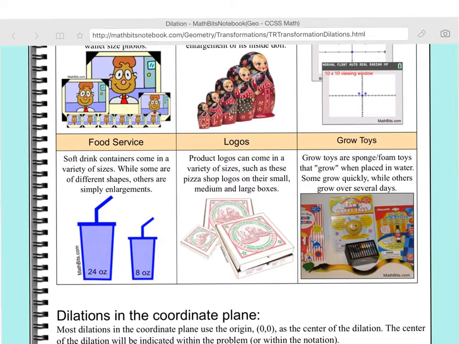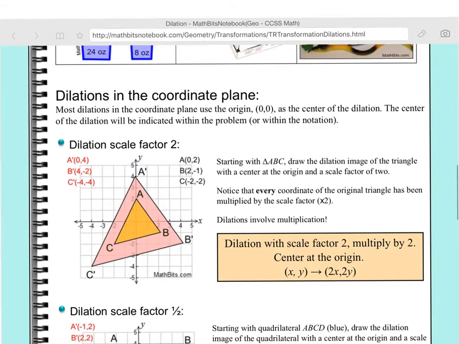So let's now look at dilations in the coordinate plane. Most dilations in the coordinate plane use the origin (0, 0) as the center of dilation or center of enlargement. The center of the dilation will be indicated within the problem or within the notation. So the question will tell you to use the center of enlargement or the center of dilation as the origin, and this is what you'll do.